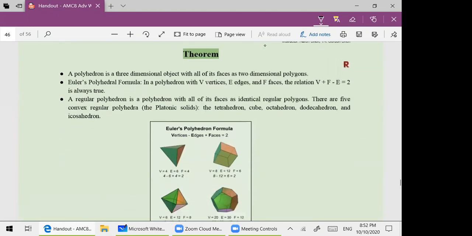So a polyhedron is any 3D object such that all of its faces are 2D polygons. And so in a polyhedron with V vertices, E edges, and F faces, this is always true.